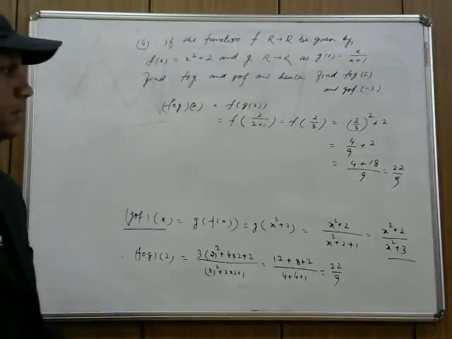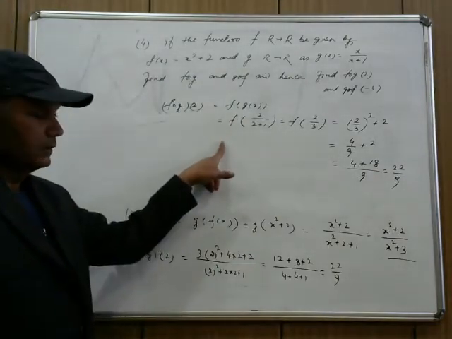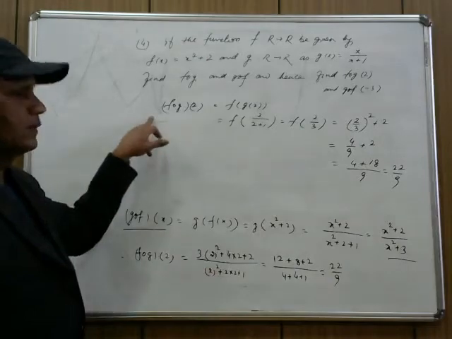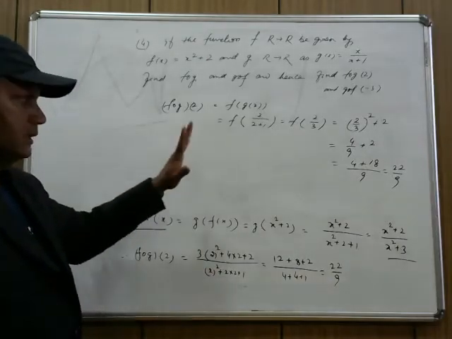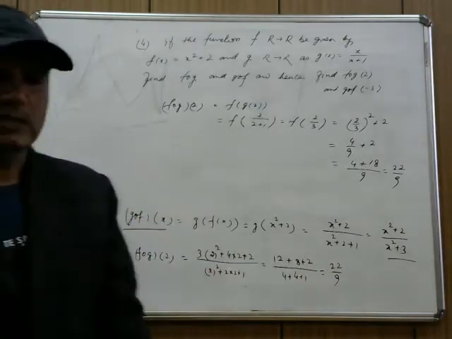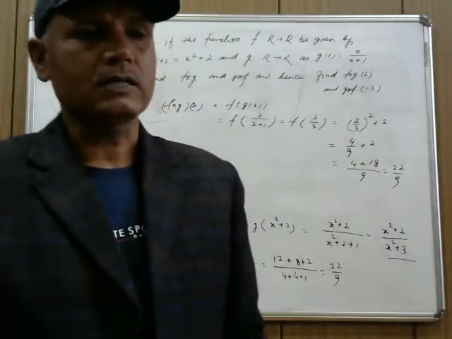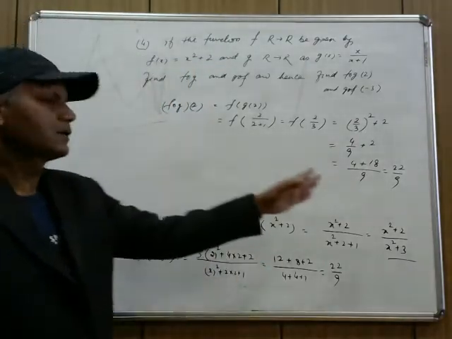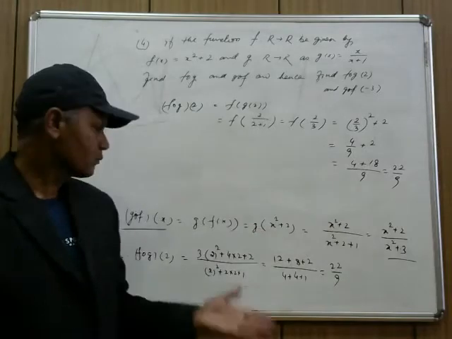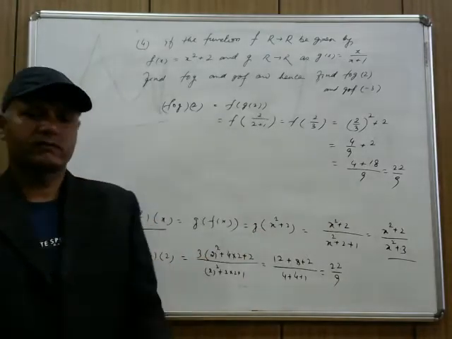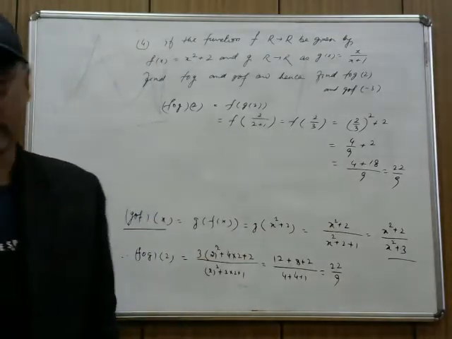Both ways we can do it. See, I have done this question without finding f of g of x. If this question is asked to you for 1 mark, then simply you go this way. Otherwise, if you are asked to find g of f of x or f of g of x, first you find it out. Right?